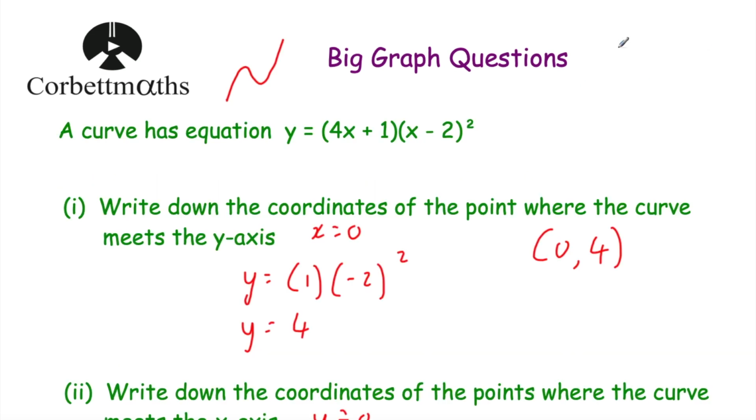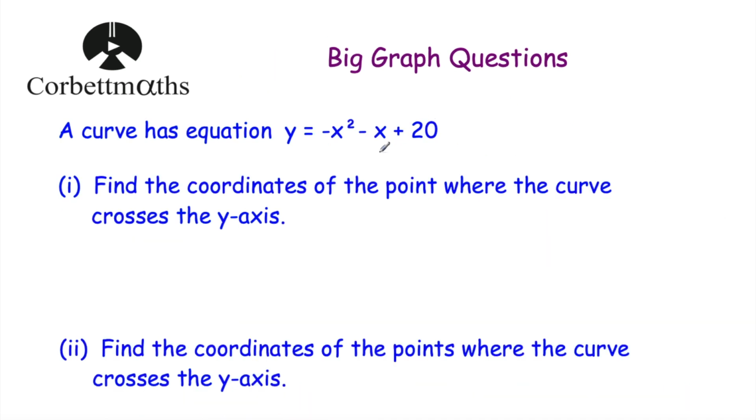Okay, in our last one, I could look at this and see, well, if we expanded these brackets, you'd get x squared times 4x is 4x cubed. So I knew that was going to be a positive x cubed graph. I knew it was going to have that shape there. So it's quite useful in these big graph questions to visualize it if you can. Okay, part one. Part one says find the coordinates of the point where the graph crosses the y-axis.